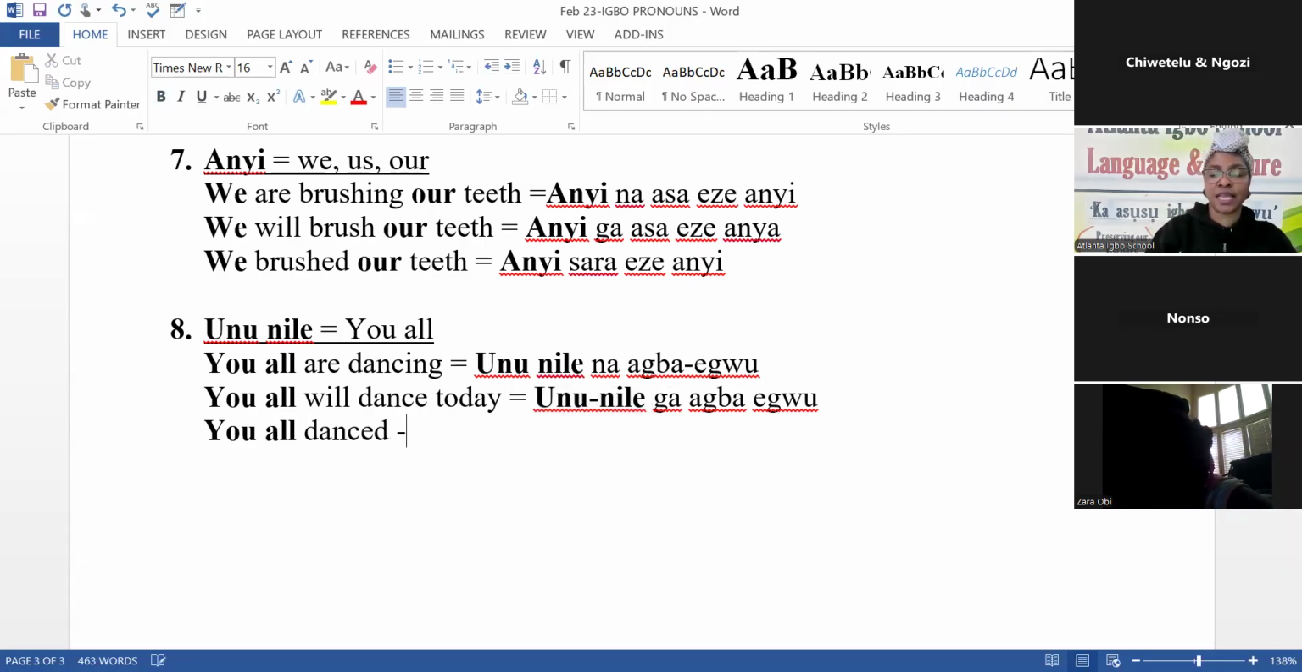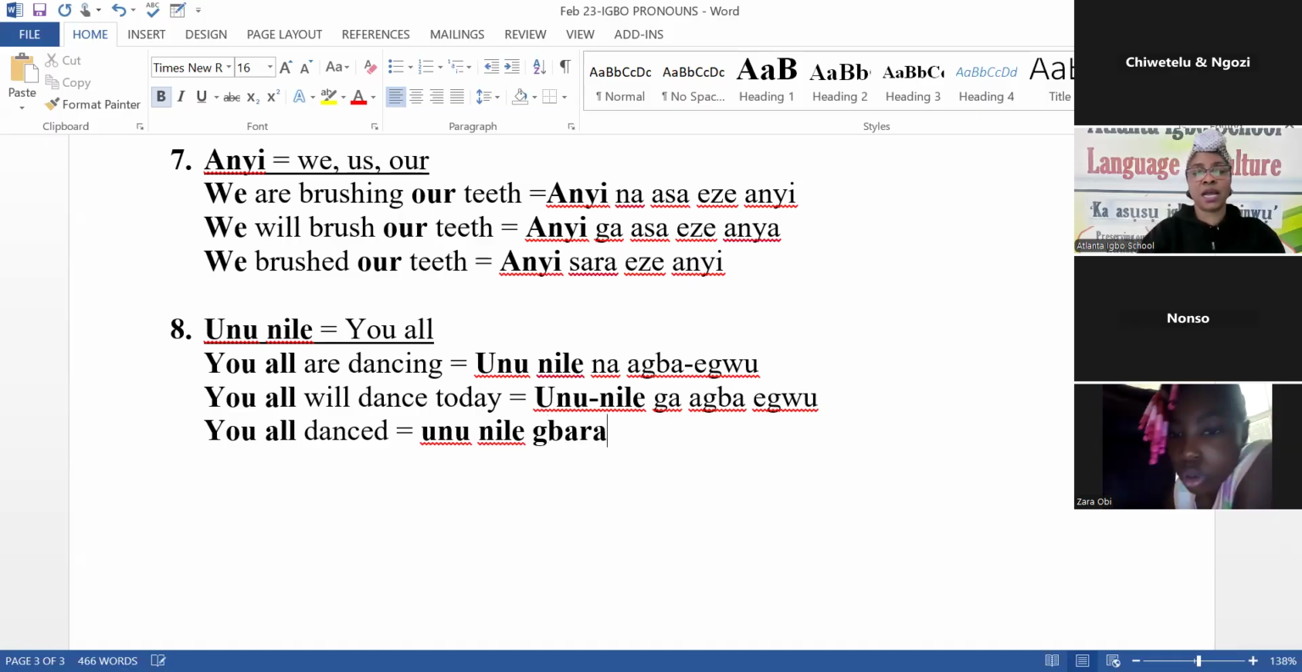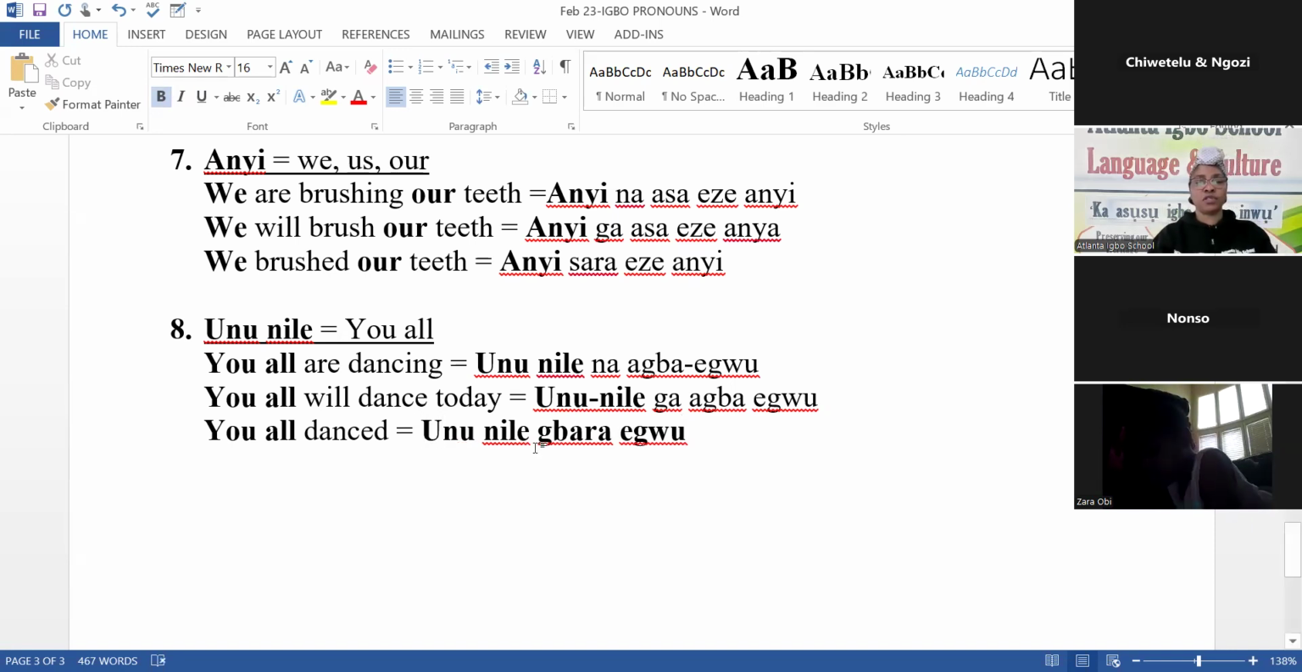Now we can say you all danced. Unu niile gbara egwu. That's how you say this one. But unu niile is the key word here. That's what I want you all to know: how to use it to make a sentence in the present, in the future, and in the past tense.